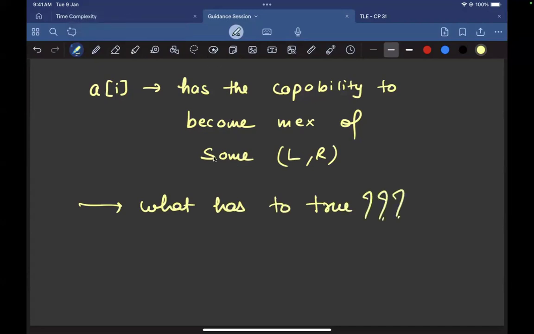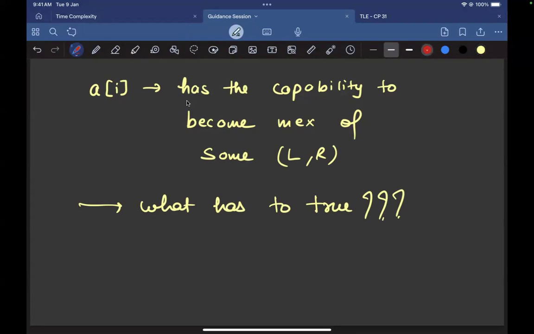Very important question. Any answers? I'll repeat this question again. Should not be in the range. No, nothing like that. I'm asking you a very basic, simple question, to the root question.